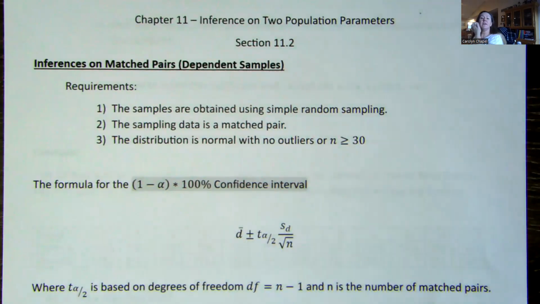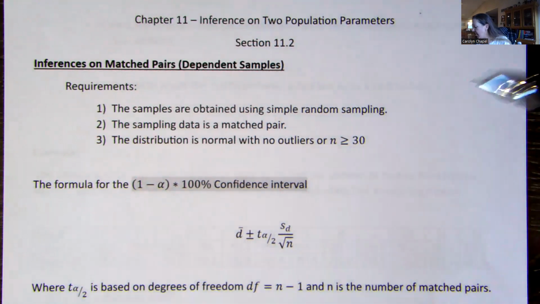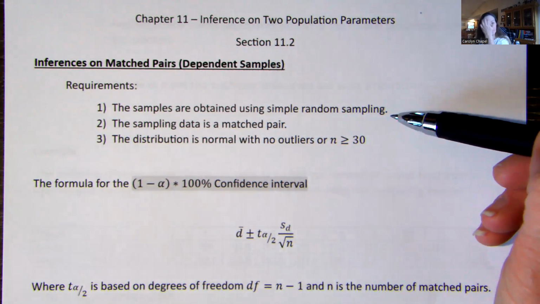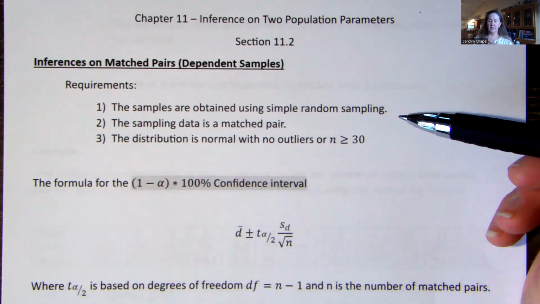All right, so we are looking at 11.2. And in this section, we're going to be talking about inferences on a matched pairs situation, so dependent samples. So first of all, the qualifications that we have to have is that we do have simple random sampling. Again, that is going to be in the design of the experiment, not necessarily something we can control.